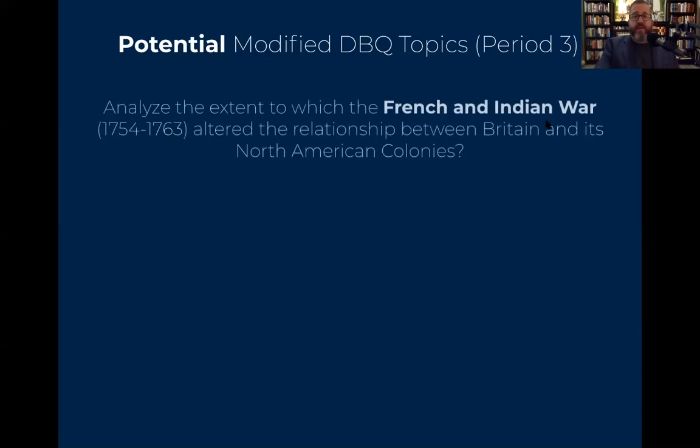And so we're going to take a look at, and I was thinking earlier, now with this new modified DBQ, what are some potential topics that could be addressed in period three? What could the College Board hit us with? And I thought, well, it could really be covered under four huge umbrellas. The first being, of course, the French and Indian War. Right, analyzing the extent to which the French and Indian War altered the relationship between Britain and its North American colonies.